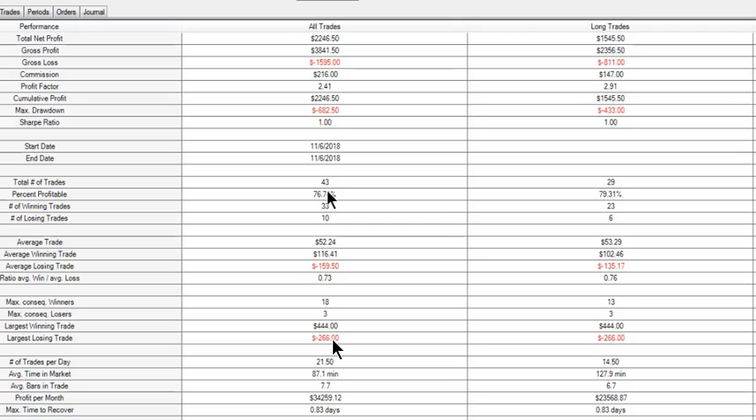Average time in the market, I don't know why it says 87 minutes. I don't think it was in the market 87 minutes. That doesn't seem right, but I've got to try and look into that further. Profit for the month, $34,000. It was probably just looking at many days instead. It shows on top it should be looking at 11.6 to 11.6.